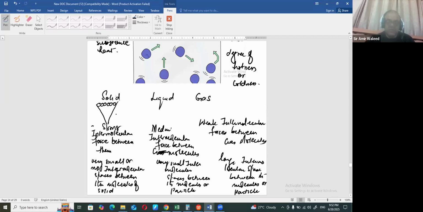One more point: because solids are tightly packed, they are not compressible. You cannot compress them. They will break, but cannot be compressed. Liquids can take the shape of any object in which you are placing them, but they are still not compressible.